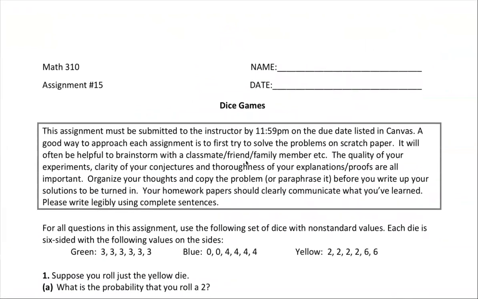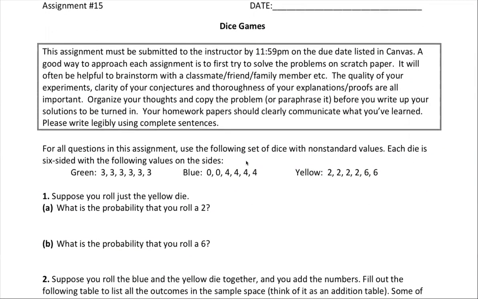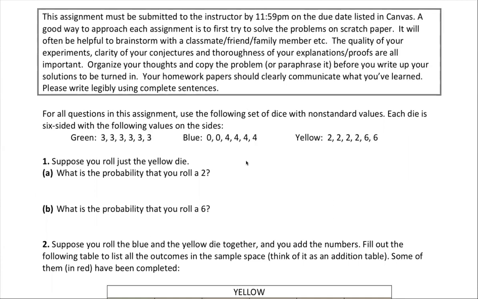Okay. So this one, you're going to have some non-standard dice. So here we have one where there are 3 dice. So your green one, all of the sides have 3s. Okay. Your blue die, you have 2 sides with 0s and 4 sides with 4. And then the yellow, you have 4 sides with 2s and 2 with 6s. Okay. And then you're going to answer the questions based on rolling those non-standard dice. So that should be interesting.